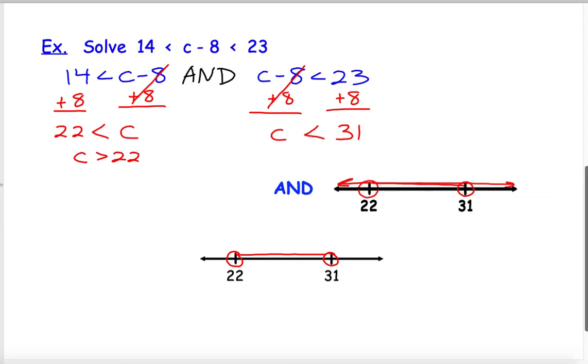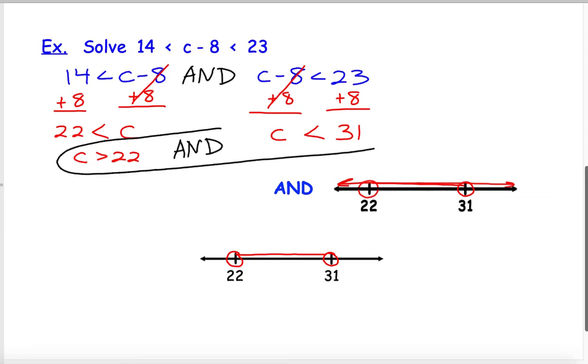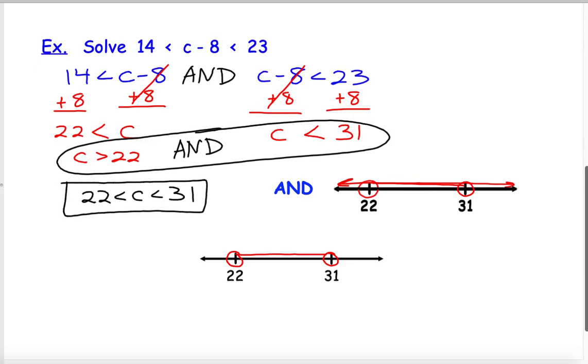Now also, if it doesn't specify, we could have just written our answer that way. Or shorthand notation, 22 less than c less than 31. Any one of those would be fine.